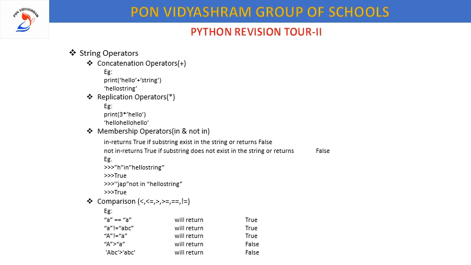We can use a particular symbol, the plus symbol, which in strings is called the concatenation symbol, or the concatenation operator. How does it work? I've used a print statement here. In that print function I have two strings, hello and string, and I'm using the plus operator, the concatenation operator, to add the two strings, and this gives me a single string, hello string.